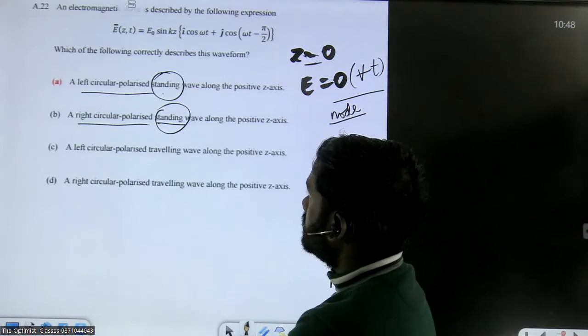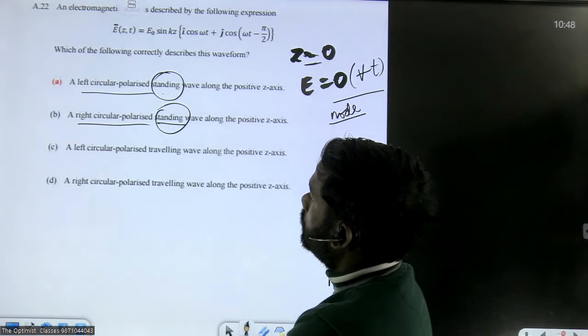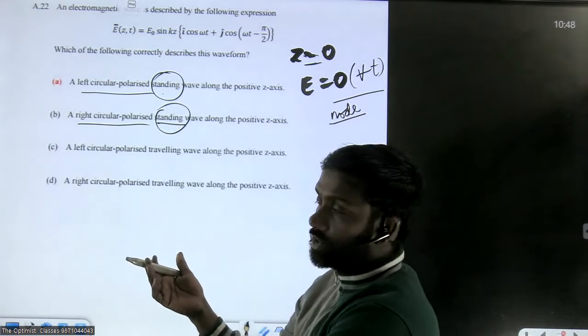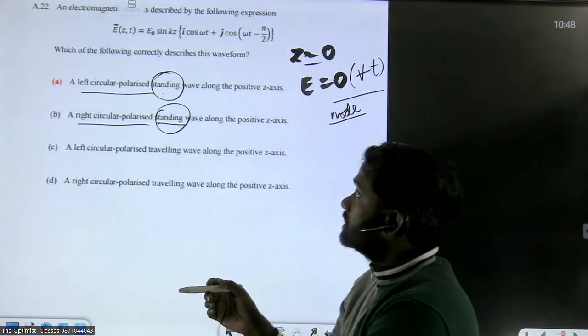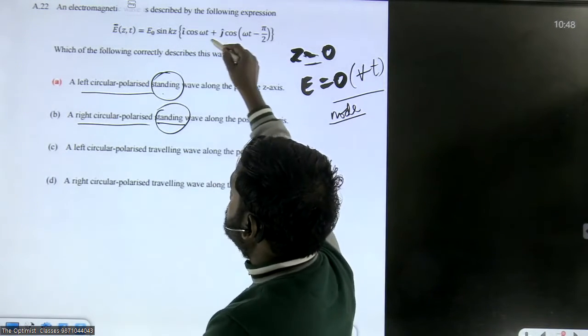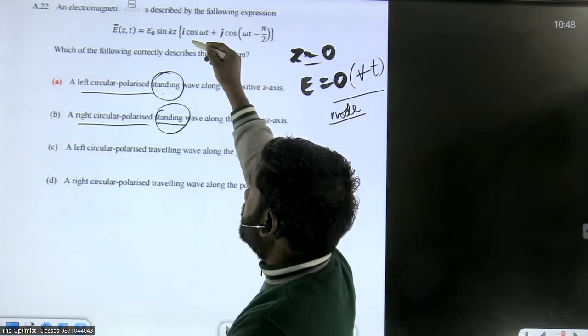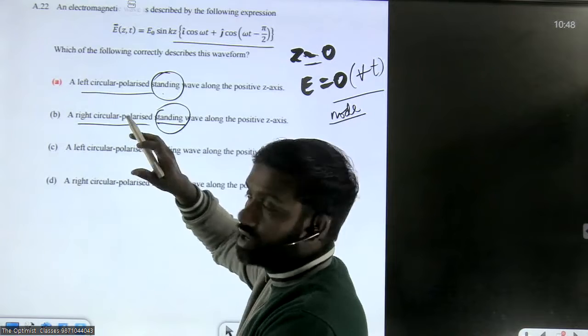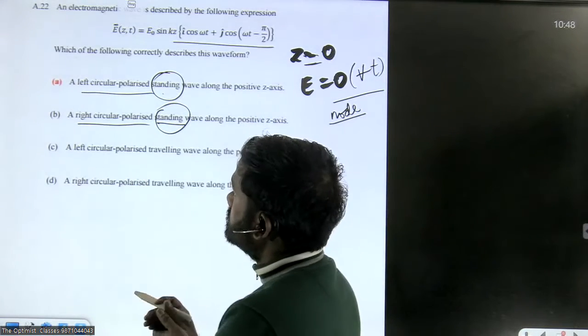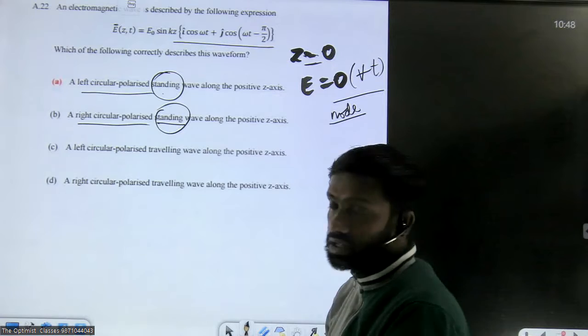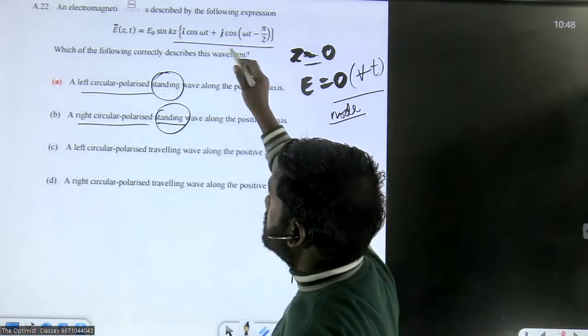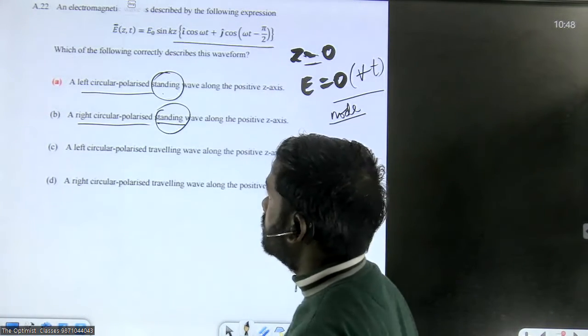When we talk about left circularly and right circularly polarized, it is a convention, and that convention has to be specified, because suppose I call it left circularly polarized light, then some books may call it right circularly polarized light. So unless we specify which convention we are using, we cannot tell whether it is left or right circularly polarized. Since the convention is not given, this question is not correct actually.